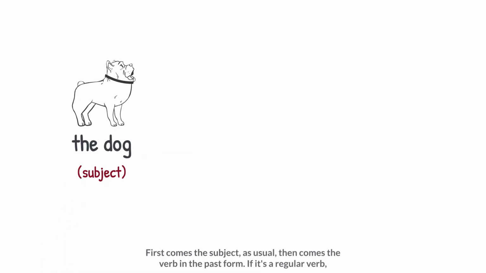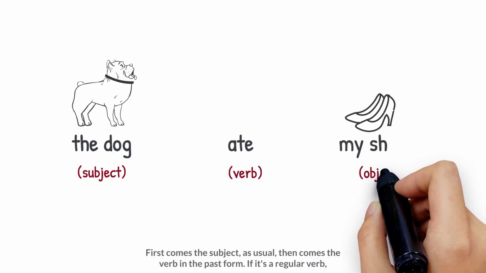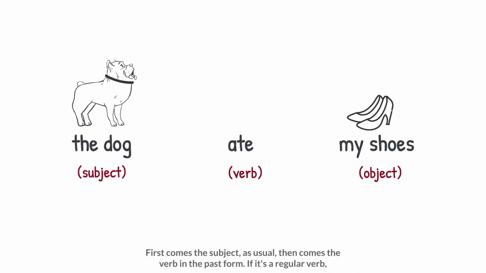First comes the subject, as usual, then comes the verb in the past form. If it's a regular verb, just add d or ed to it. If it's an irregular verb, use the past form from the table I provided.